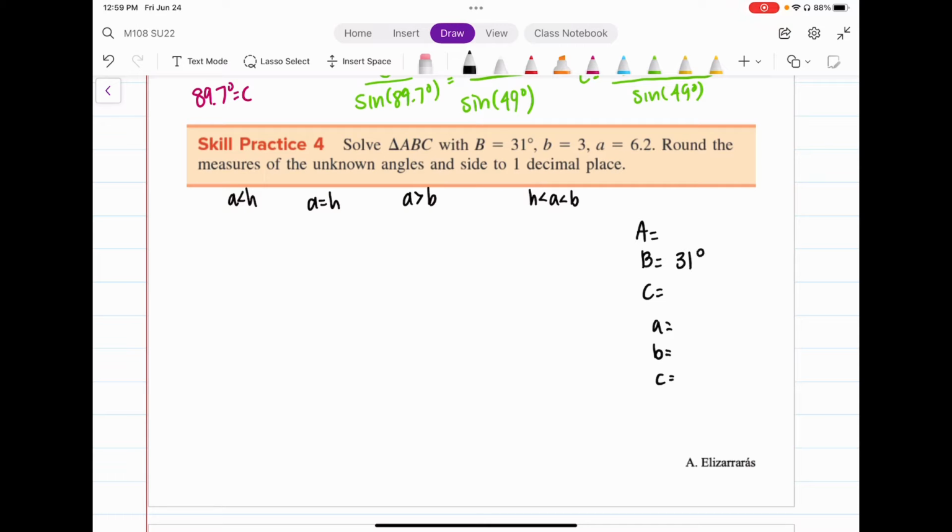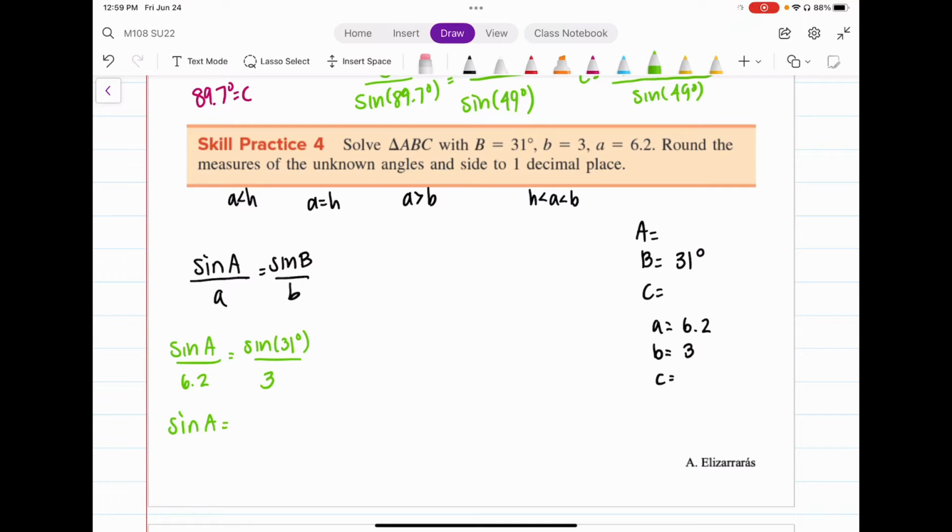Let's write out what we have. We know that angle measure B is 31 degrees, side B is 3, and side A is 6.2. Using our law of sines, we could say that the sine of A over A is equal to the sine of B over B. So sine A over side length 6.2 is equal to the sine of 31 degrees over side length 3. Multiplying both sides by 6.2, we get 6.2 sine 31 degrees over 3.